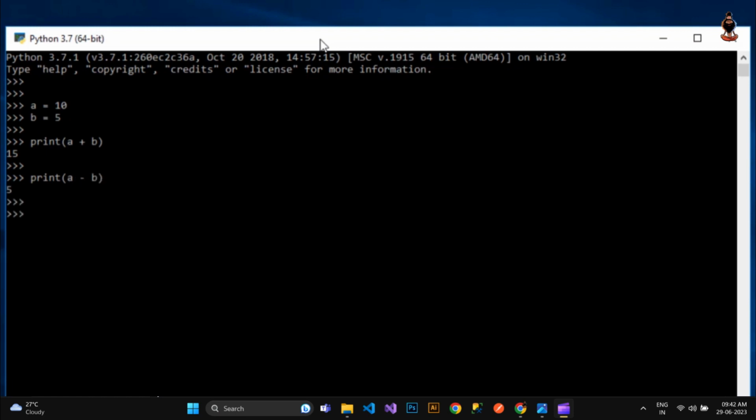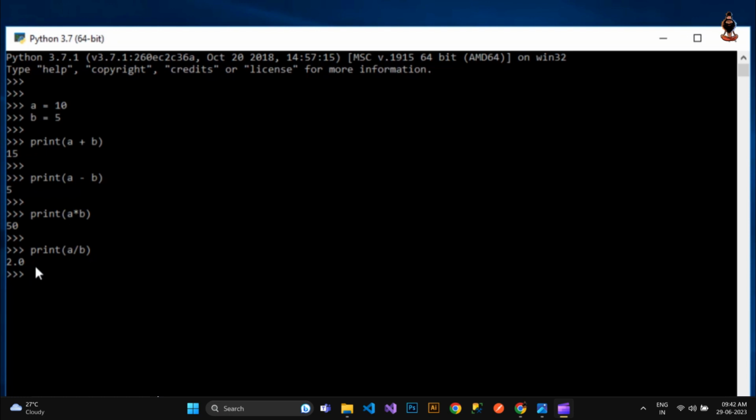And what if we want to try out some multiplication? Let us do that, a multiplied by b, and let us get the result. Okay, that was easy, but what if we want to do the division? Let us perform the same. Here if you notice, we are getting 2.0, and for all the other results we were getting exact integers, but here we are getting the answer as a float. That is because if we divide something, we get our result in float form.